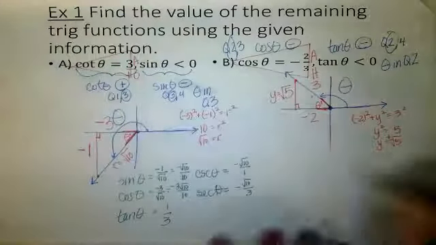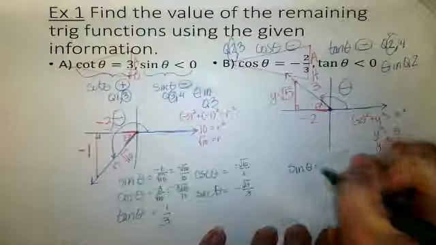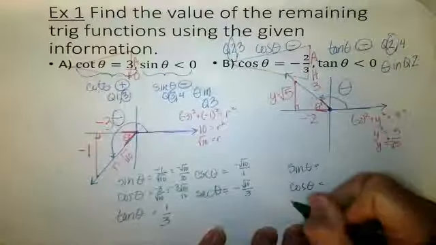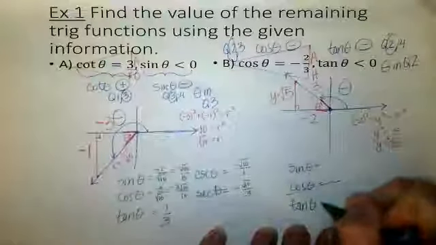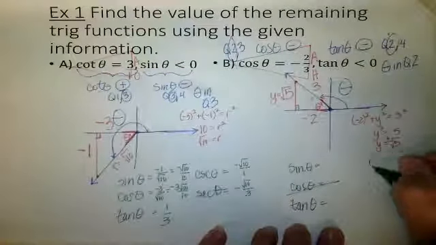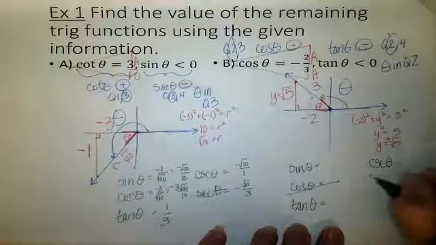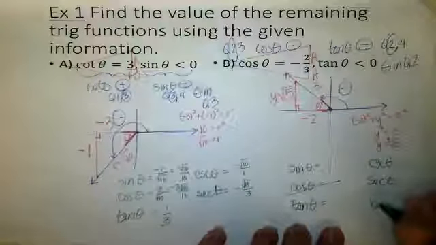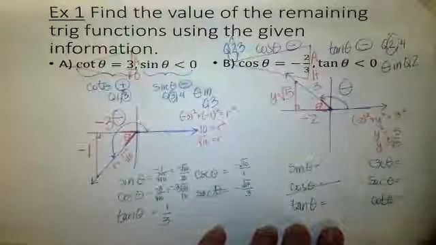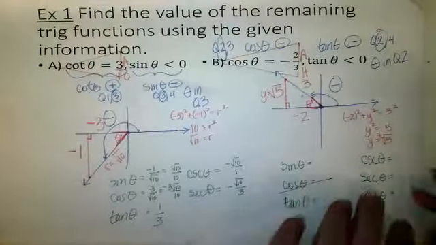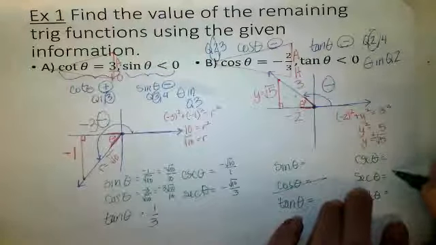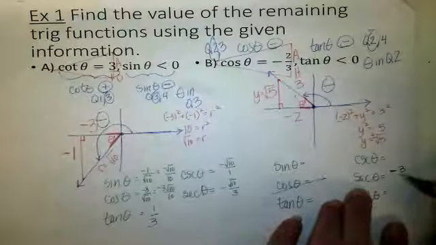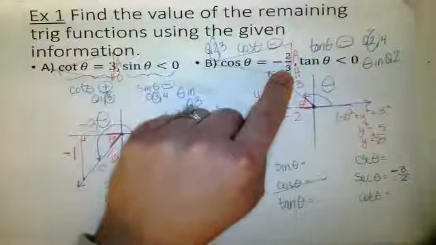And then once you know that, sine of our angle, cosine of our angle. Oh, I already know cosine of my angle. I don't need to do that one. Tangent of the angle. Cosecant. Secant. Cotangent. They gave us cosine of my angle. What's secant? Negative 3/2, just the reciprocal of what they gave us.